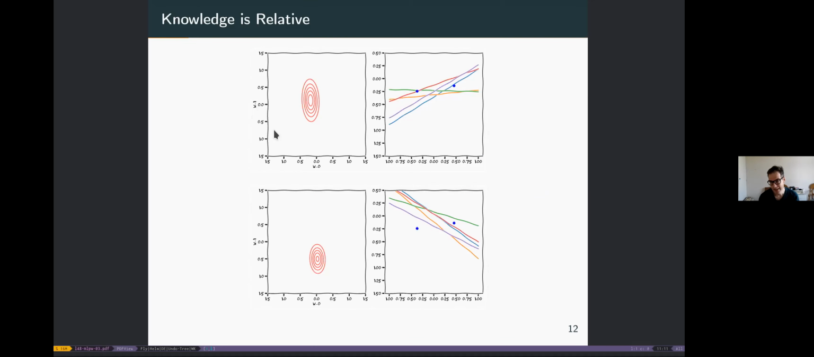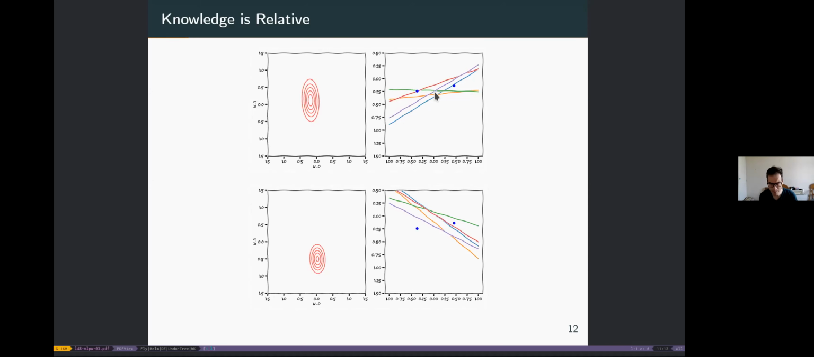One of them has all slopes being negative and the other one had most of them being positive. So what that means is that if you only get this thing here, if you only get the updated knowledge, you can't interpret that without knowing what knowledge was actually put into the system initially. So what I mean here is that knowledge is a relative concept.